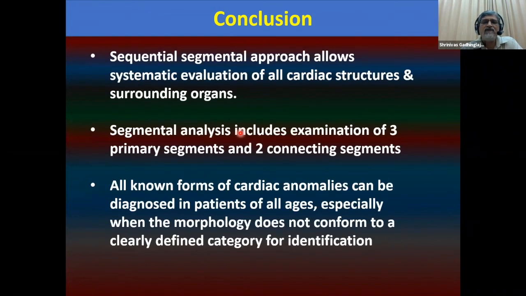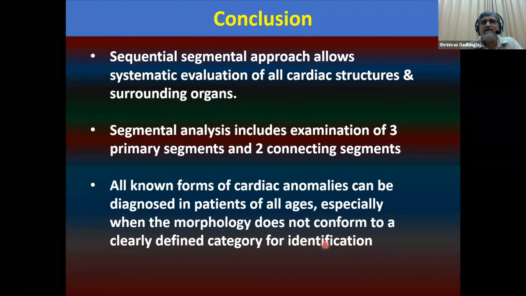So coming to the conclusion, the sequential segmental approach allows systematic evaluation of all cardiac structures and surrounding organs. The segmental analysis includes examination of 3 primary segments and 2 connecting segments. And all known forms of cardiac anomalies can be diagnosed in patients of all ages, especially when the morphology does not conform to a clearly defined category for identification.